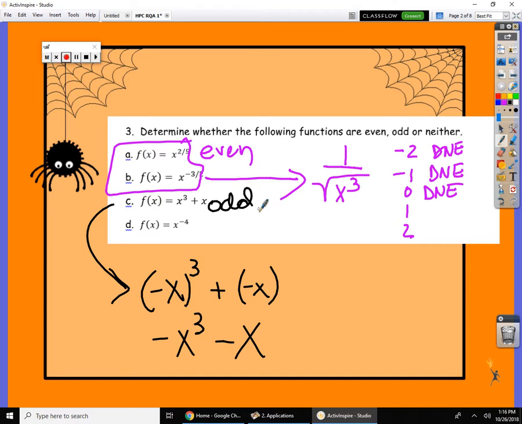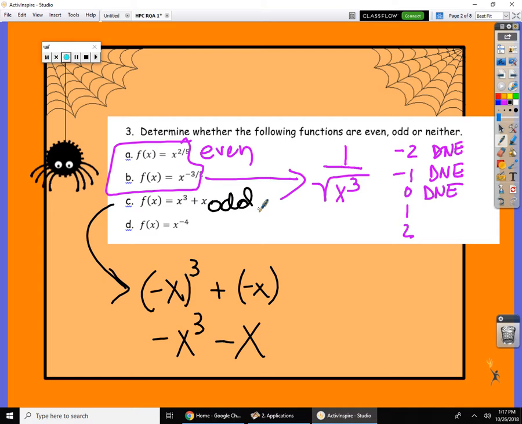Okay. Yes, that's why I'm taping it. Plus, I have my even and odd video if you need to go back over that. Okay? If I had plugged it in and everything stayed the same, it would be even. Everything opposite, odd. If I'm a mix, I'm neither.